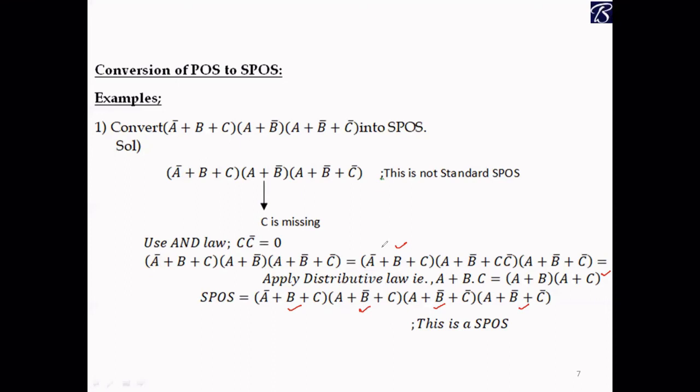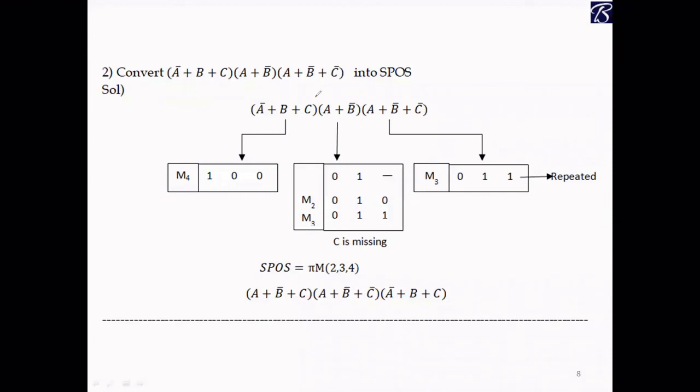Now here also there is a disadvantage, because if so many terms are missing so many variables, then going on adding C bar, B bar, A bar like that, it is very lengthy. So that's why we go for another method. Observe here, the same expression is taken where in this sum term C is missing.